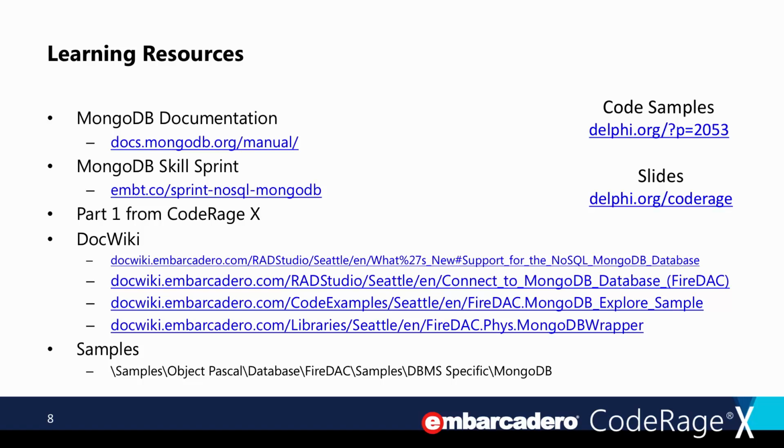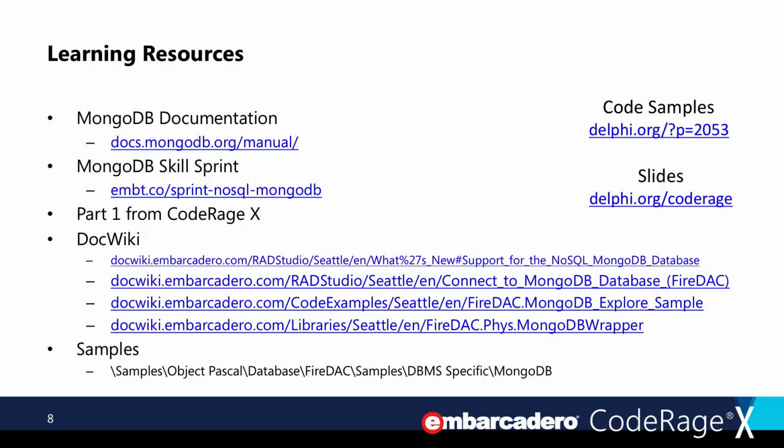I did a skill sprint recently on the MongoDB. You can take a look at that. It's completely different material than I covered in either of these CodeRage sessions, but you can take a look at that. Also, if you missed CodeRage, the first part of this in CodeRage, you can catch the replay. There's some links to the doc wiki. The first one's the link to what's new that lists all the MongoDB links, and so it lists links to some of the different things in MongoDB. It's kind of a good index.